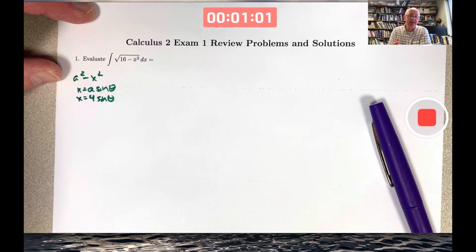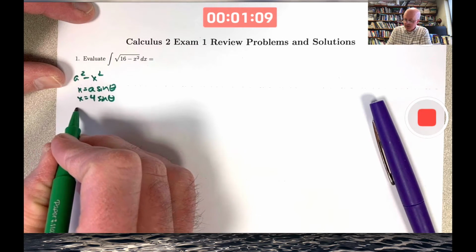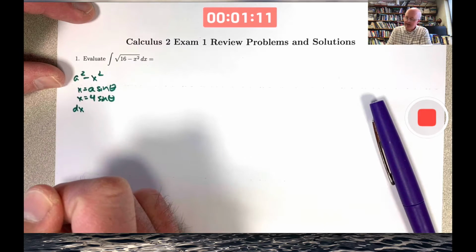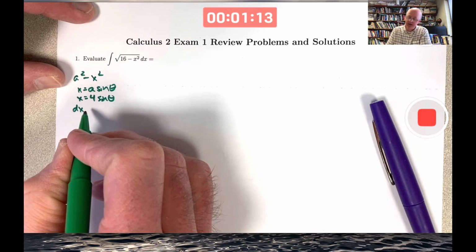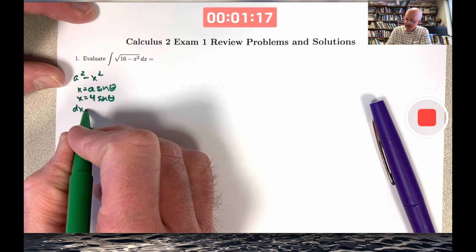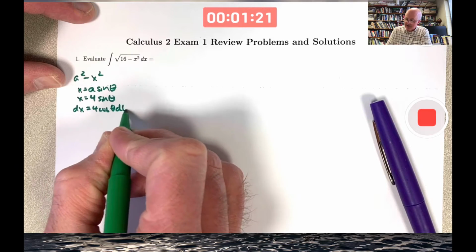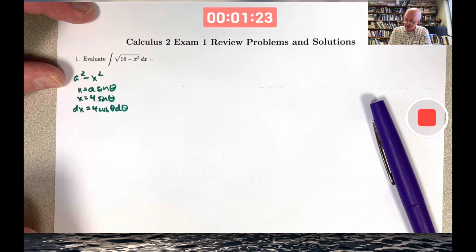Why is this a good idea? We'll see how it works out because of trigonometric identities. We will use a fair amount of trigonometric identities to do this problem. We will need to differentiate this with respect to theta. dx d theta will be 4 cos theta. Then I'll pretend I'm multiplying both sides by d theta to say that dx is 4 cos theta d theta. That's going to be something that we need with the substitution method.